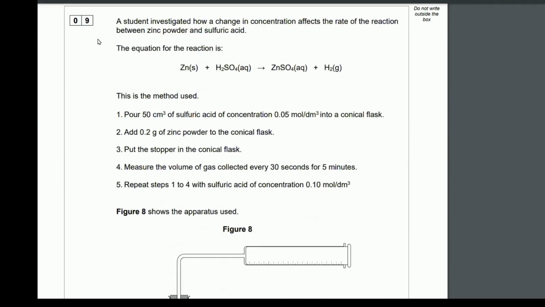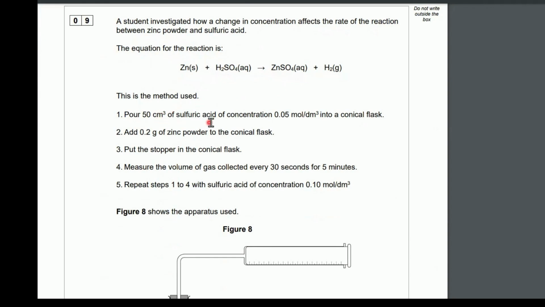Okay, question 9. A student investigated how changing the concentration affects the rate of reaction between zinc powder and sulfuric acid. The equation for the reaction is Zn(s) + H2SO4(aq) goes to ZnSO4(aq) + H2(g). This is the method used.